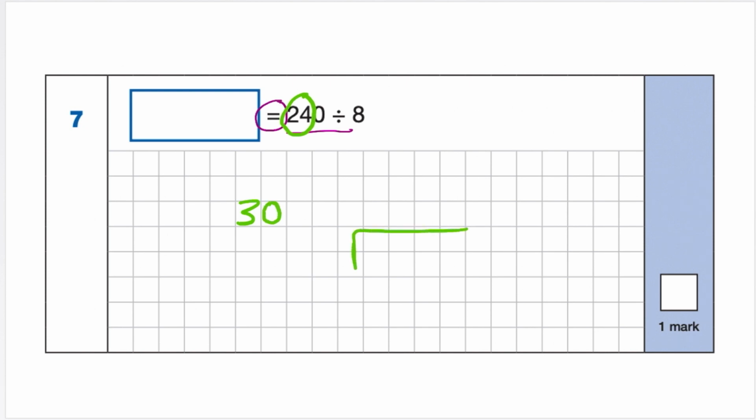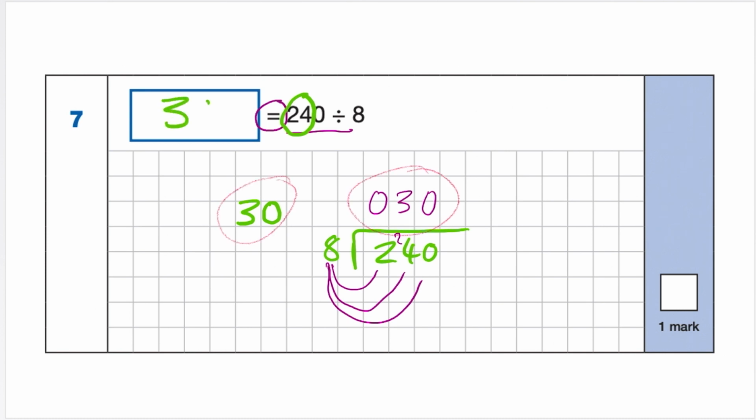Or again, I could set up a quick bus stop, 240 and 8. How many 8s are in 2? 0, roll the 2 across. How many 8s are there in 24? 3. How many 8s in 0? 0. So I get the same answer, so my answer is 30. 30 equals 240 divided by 8.